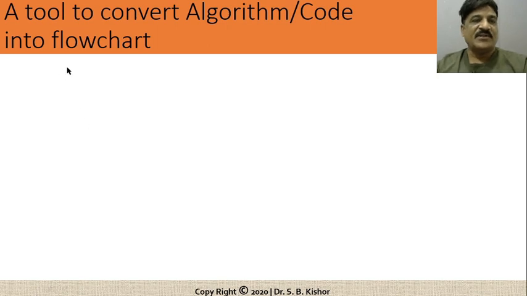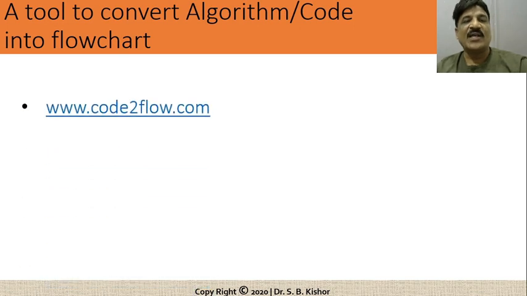Now, what are the tools that will help you to convert the algorithm or code into a flowchart? There is one tool called code2flow.com. Using this website, you are able to convert your algorithm into the corresponding flowchart very easily. For that purpose, what you need to do? First of all, you need to sign up so that you will be able to access this tool. And it's very simple. If you have your Gmail account, then you can sign up with the Gmail account in order to start with this tool. We will see during the practical session how to work with this.